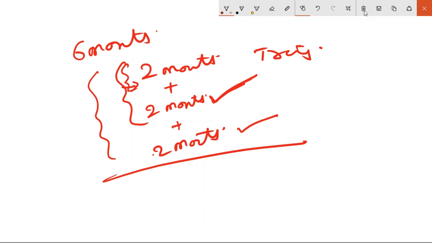The highest package my trainee has got is 9 lakhs, in Bristlecone, Bangalore. That's the package he got. And the least is 6 lakhs, 6.2. This is the least package they got.